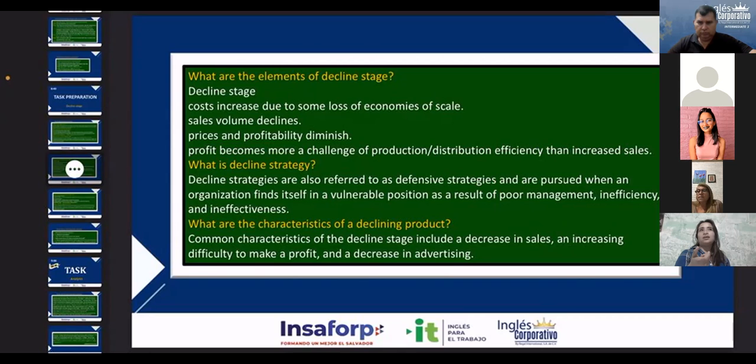What are the characteristics of a decline product? Common characteristics of the decline stage include a decrease in sales, increasing difficulty to make a profit, and a decrease in advertising.